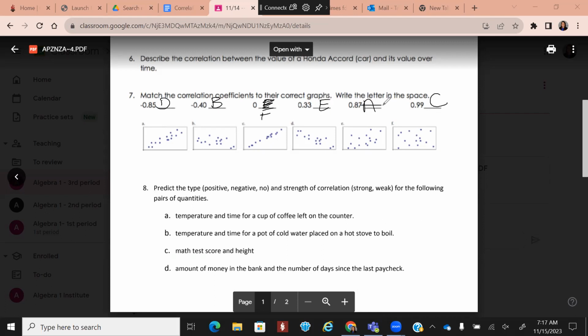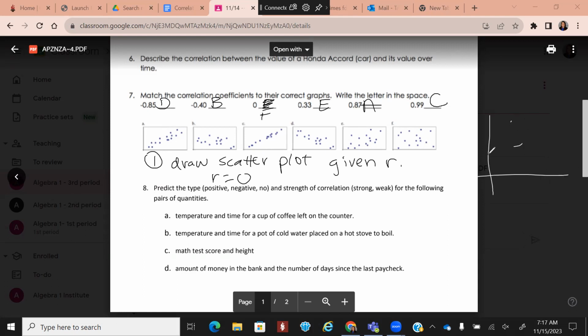Thank you. Okay. So on your mastery check, the first question is going to be to draw a scatter plot with a given R value. Okay, that's the first question that they're going to ask you. So they may say, here's an R value of 0. Draw a scatter plot. What that's going to look like is just a bunch of random dots. Okay, there's not going to be any kind of line shaped to it. Does everybody understand? So if you have an R value of 0, it's going to be random dots.